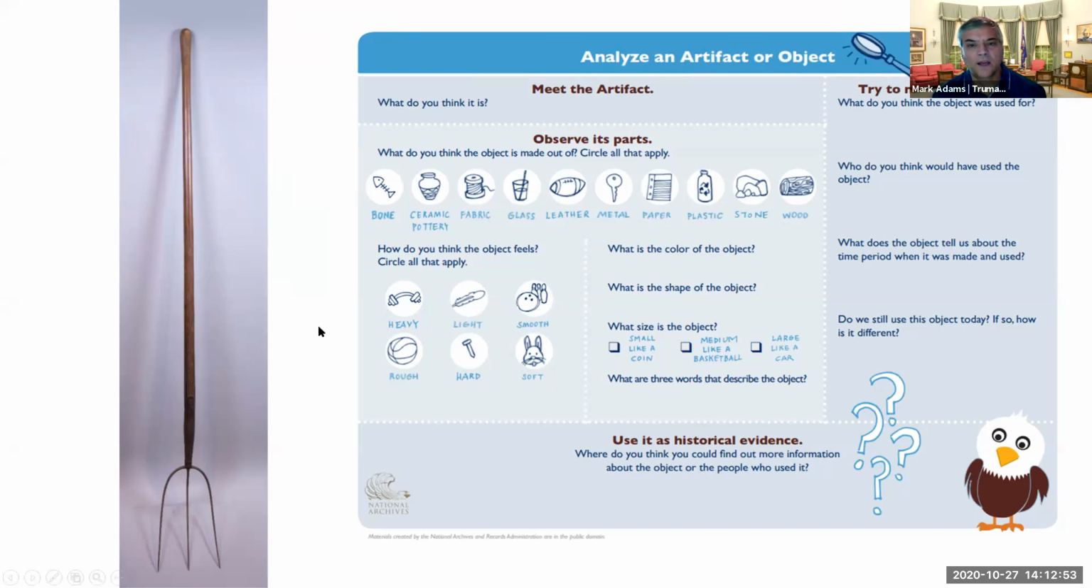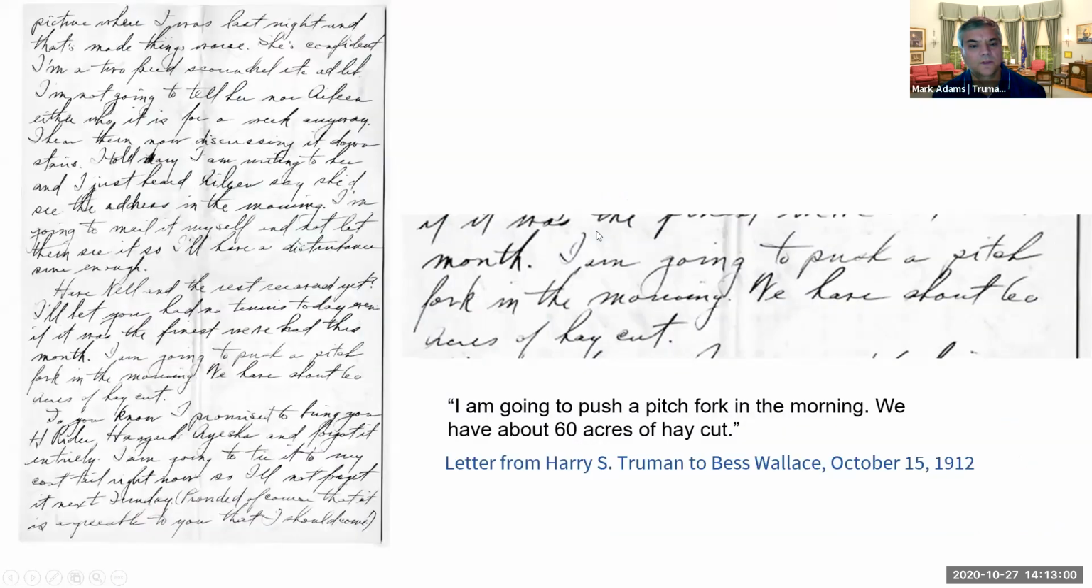Well, in our archives at the Truman Library, we have some other information that can supplement this. So this is a letter that Harry Truman wrote in that time period that he is working on the farm. So this is in 1912. Harry Truman works on the farm from about 1906 to about 1917. So as I said, about 11 years. So in the middle of that time period, he writes this letter.